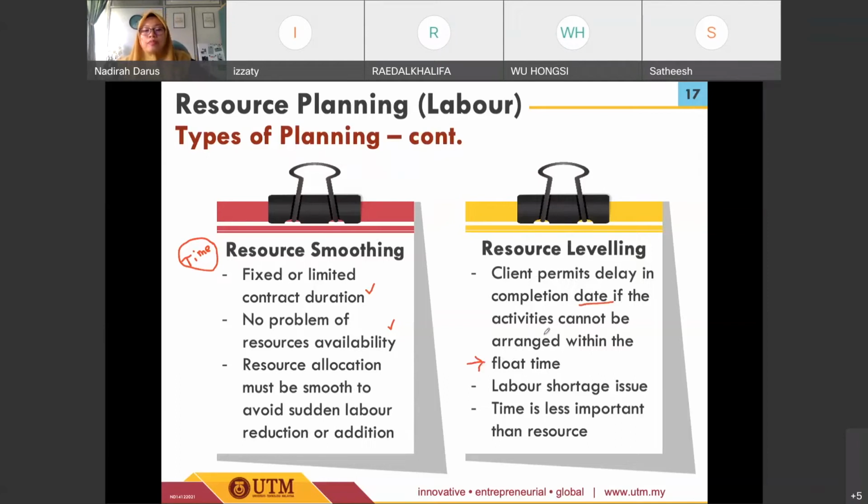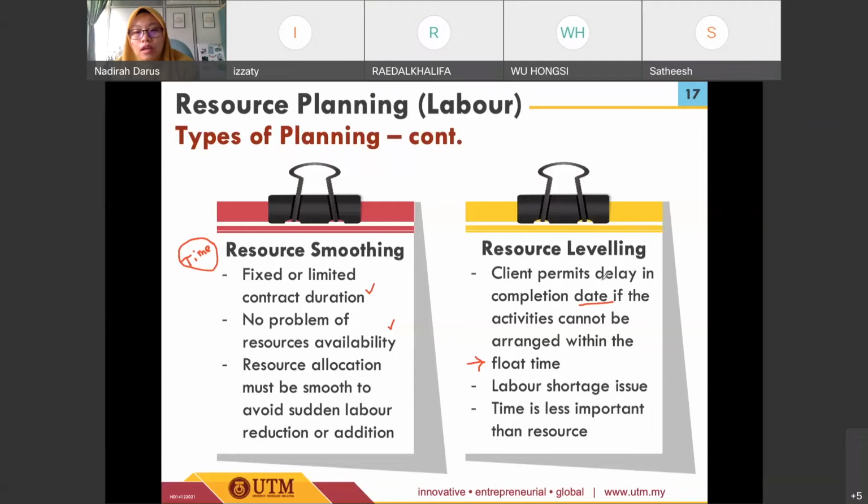All right. So I'm sure that so far all of you already know what float time is. For resource leveling, it means that you have some extra duration where you can utilize this float time, because the client may permit a delay in the completion date. It's related to the labor shortage issue, so that's why we need to do the leveling.